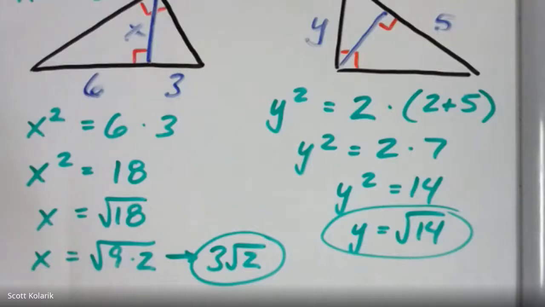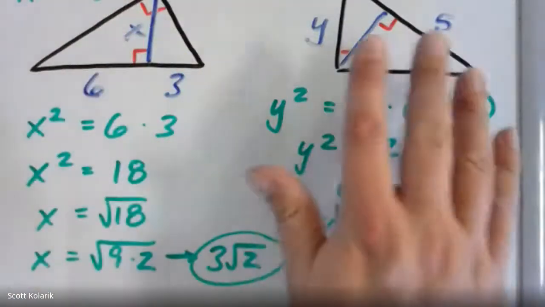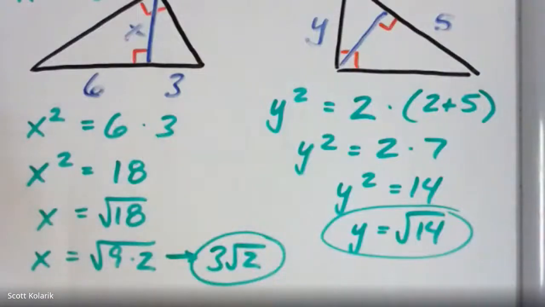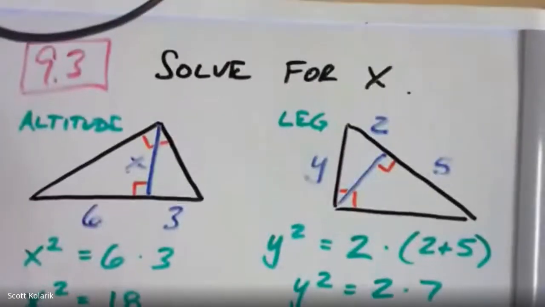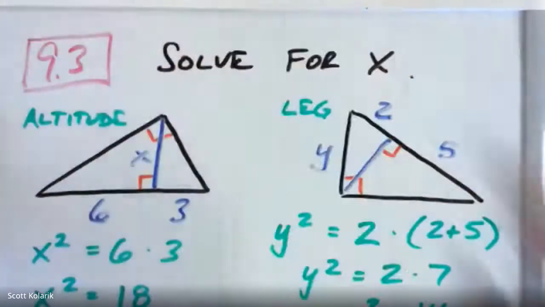Okay, again, I want to emphasize it will be one of these two. Okay, so if you get the altitude one, you're not going to get the leg one. If you get the leg one, you're not going to get the altitude one. But I wanted to demonstrate both just so you could see it. Okay, that was the last of the tedious problems, I will say. But we still have a few problems to get through.